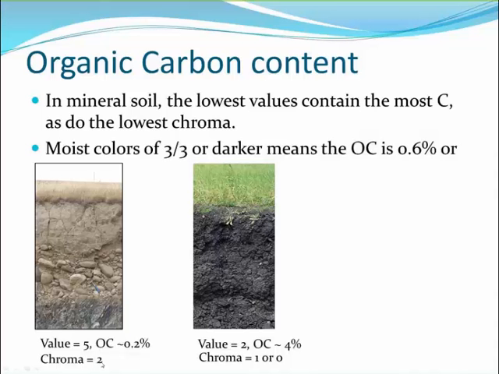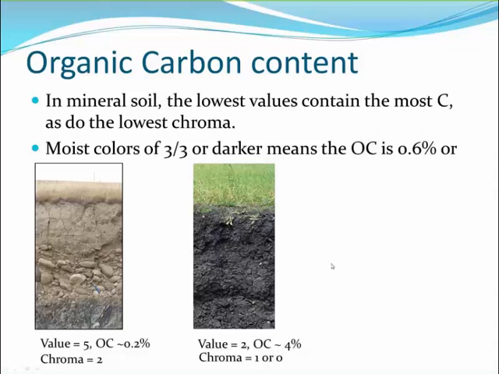Also, the chroma is 2 in this soil. In this soil, to the right, we have a value of 2. So much lower chroma, much higher carbon. More than 10 times, 20 times as much carbon. So just a few changes in color that get darker indicates that you're increasing the amount of carbon in the soil. And these soils have a low chroma, and that means they have even more carbon.